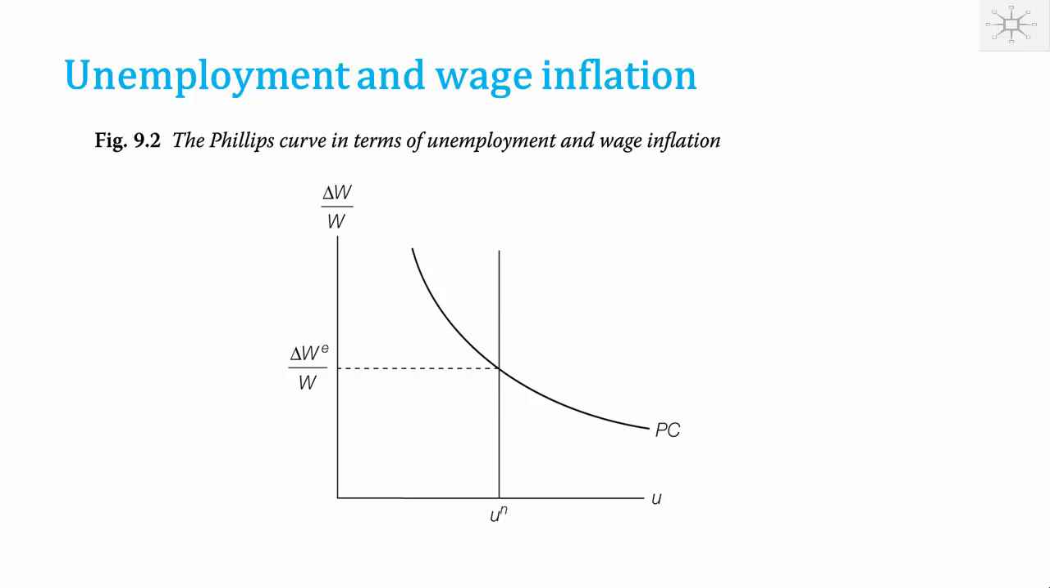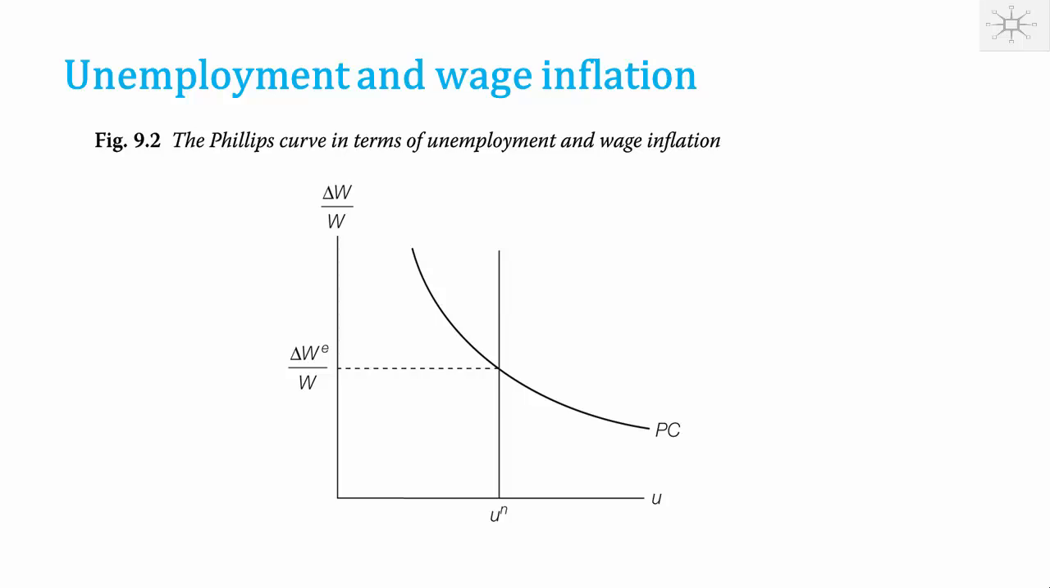Yes, that is the Phillips curve in terms of unemployment and wage increases. So it says that if unemployment is high, there will be low wage increases. If unemployment is low, there will be high wage increases. And if unemployment is at the natural rate, then the wage increase will be in line with the expected wage increase. We will discuss later how these expectations might be formed.